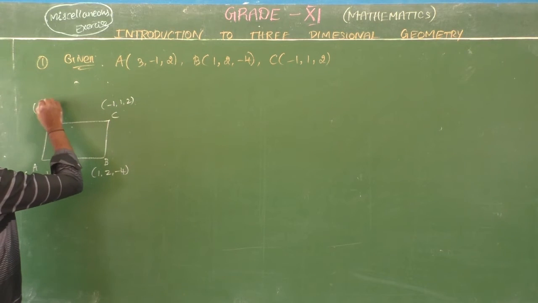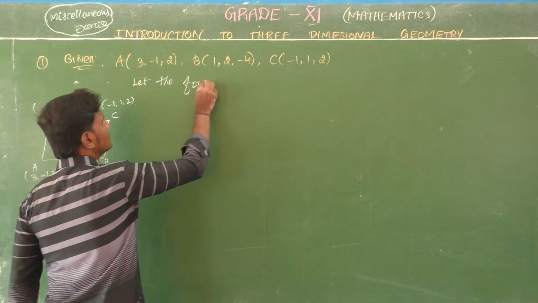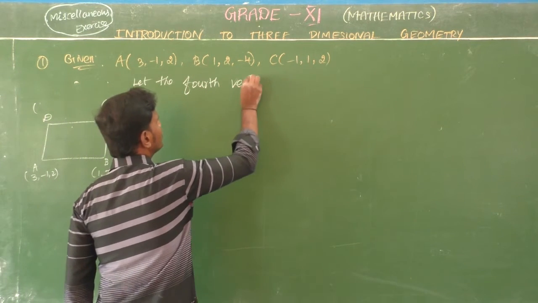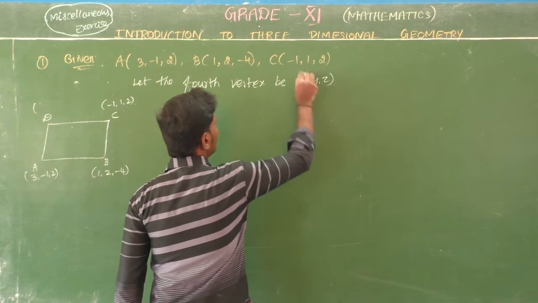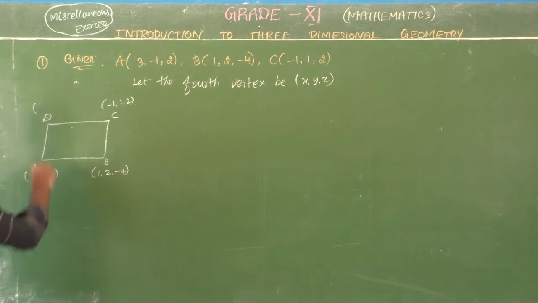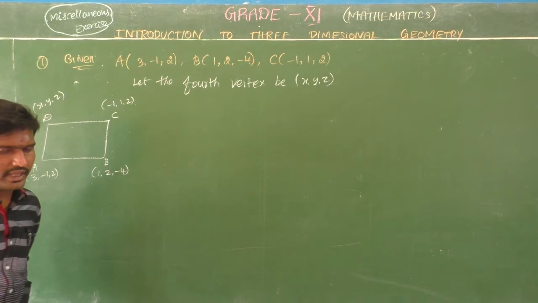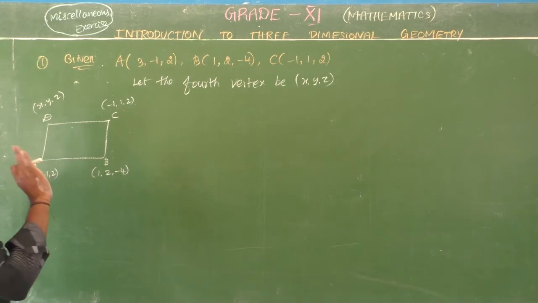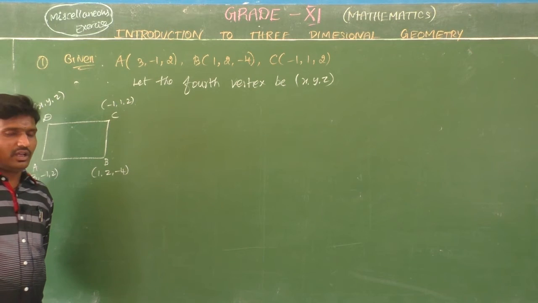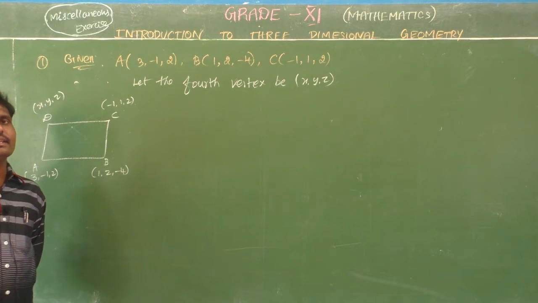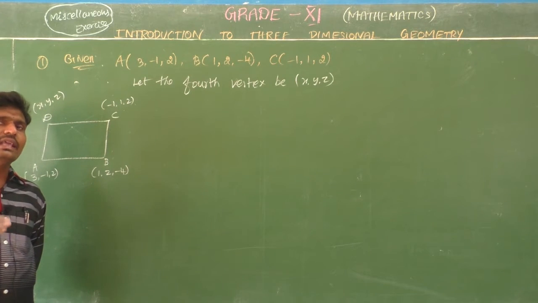Finally D. Let the fourth vertex D be (x, y, z). Now we are going to denote the fourth vertex like that. Already you know one concept of a parallelogram: the diagonals of a parallelogram bisect each other. Bisect means divided into 2 equal parts.